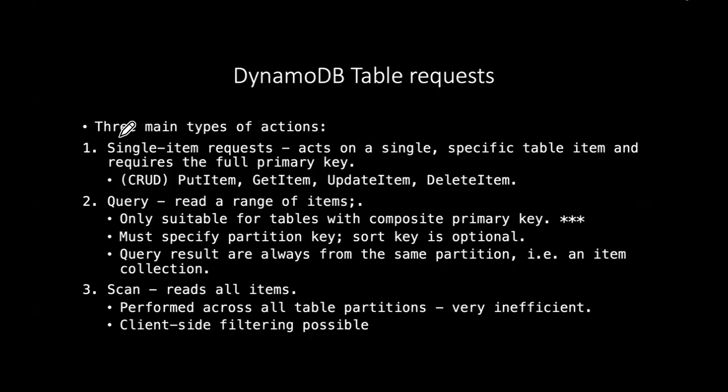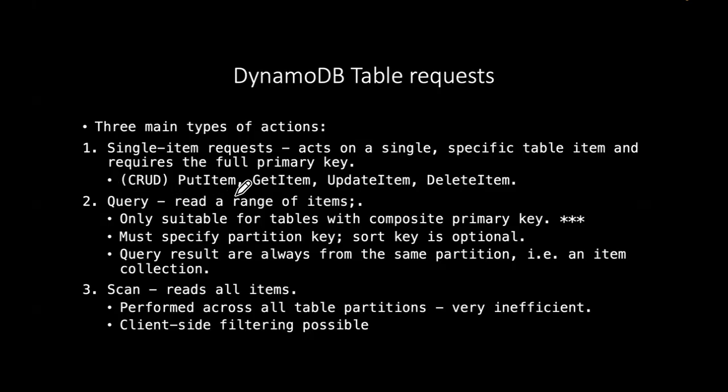For now, anyway, we're seeing here that there are only three different types of operations or interactions that you can carry out against a DynamoDB table. There are what are called single item requests. That's essentially CRUD requests. There's the put item request, which adds an item to a table. Get item retrieves, reads an item from a table where you specify the full primary key. There's also update item and delete item. That's straightforward enough. The second category of operation is called the query.